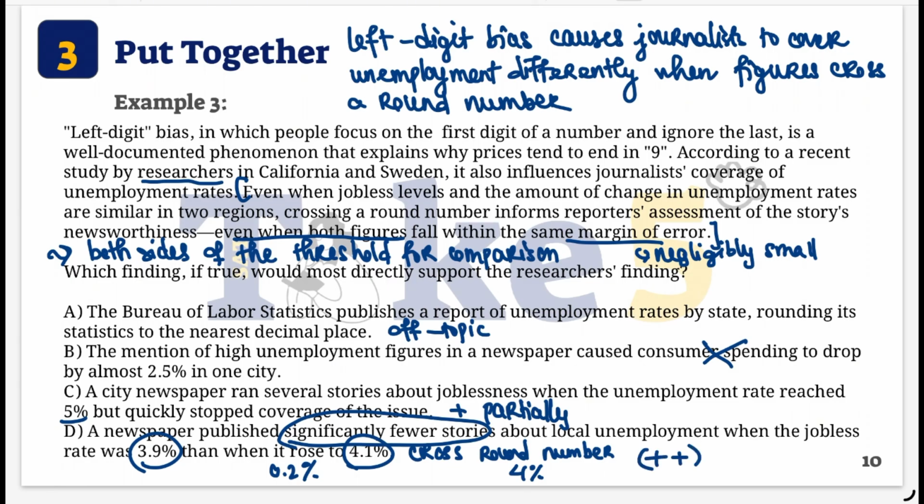So between two supporting answers, C and D, both pointing in the right direction, D is the stronger answer because it shows both sides of the round number threshold with a measurable coverage difference, which is exactly what the researchers described. C only shows one data point, so the contrast that makes the bias visible is missing.